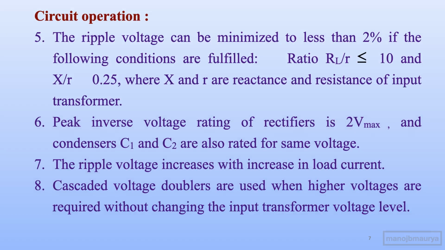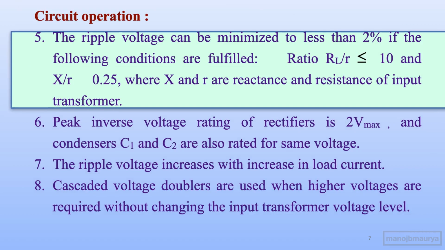Let us move to the further points related to circuit operation. The fifth point, the percentage ripple in the output voltage of a voltage doubler can be reduced to less than 2% if two important conditions are fulfilled.